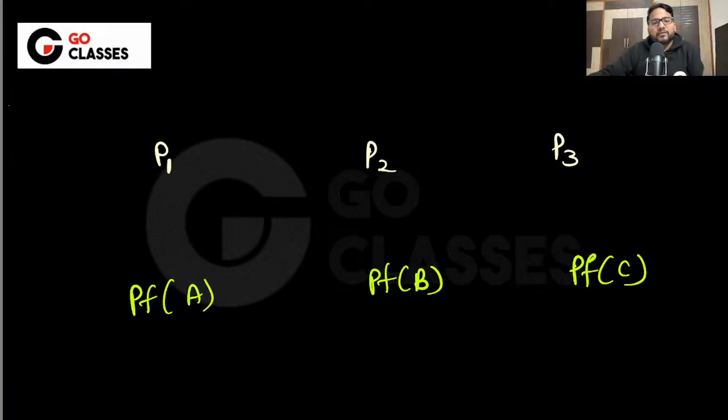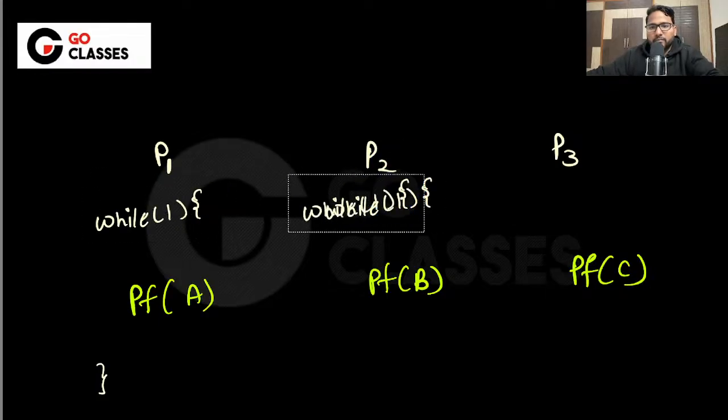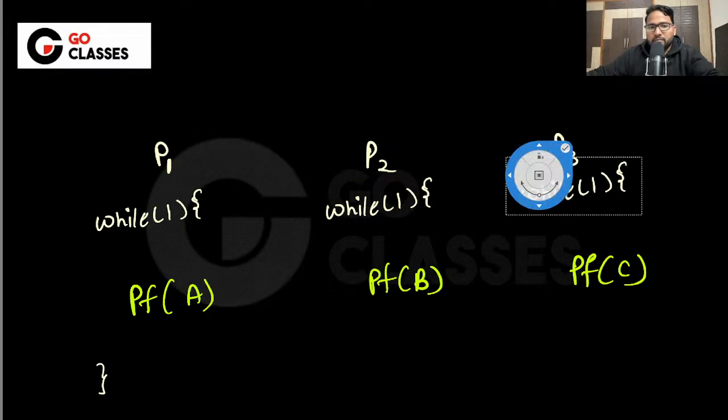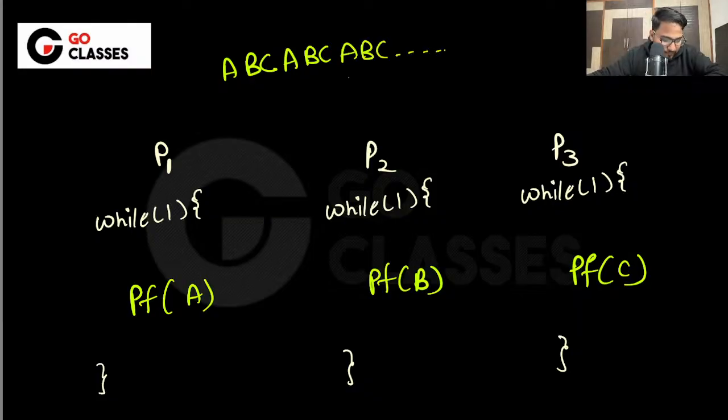Let's suppose this is the while loop. Just tell me how many minimum number of binary semaphores are needed to make sure that you print A, then B, then C, then A, then B, and then C. Then ABC, ABC, like in that way. How many minimum number of semaphores are needed?